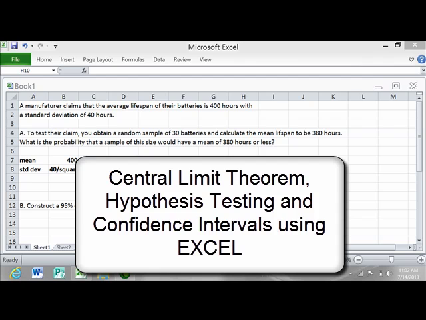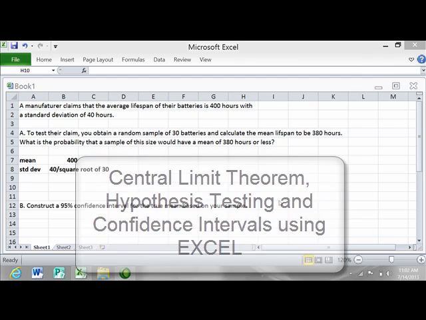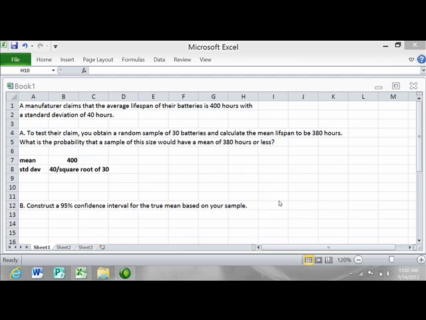A manufacturer claims that the average lifespan of their batteries is 400 hours with a standard deviation of 40 hours. We want to test that claim. To test that claim, we obtain a random sample of 30 batteries.